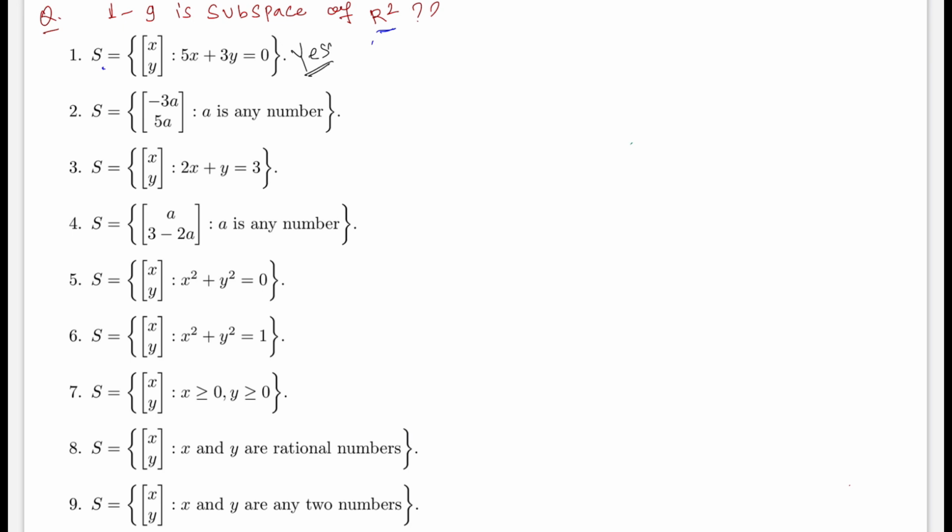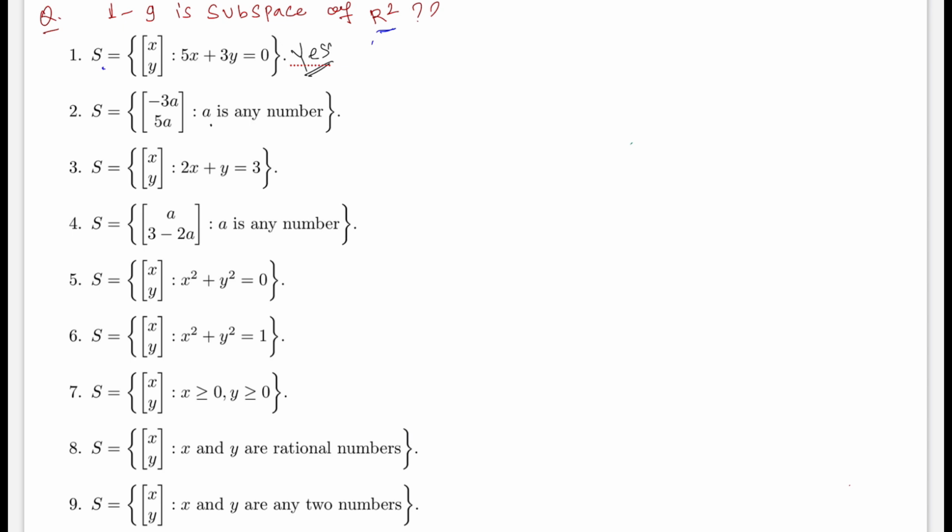So one of the elements could be, if I have to write, this a is any number, so one of the elements will be -3a and 5a, right? So this will belong to this set S. And a I can take 0, so 0, 0 will definitely belong to this set. So the first condition is true.